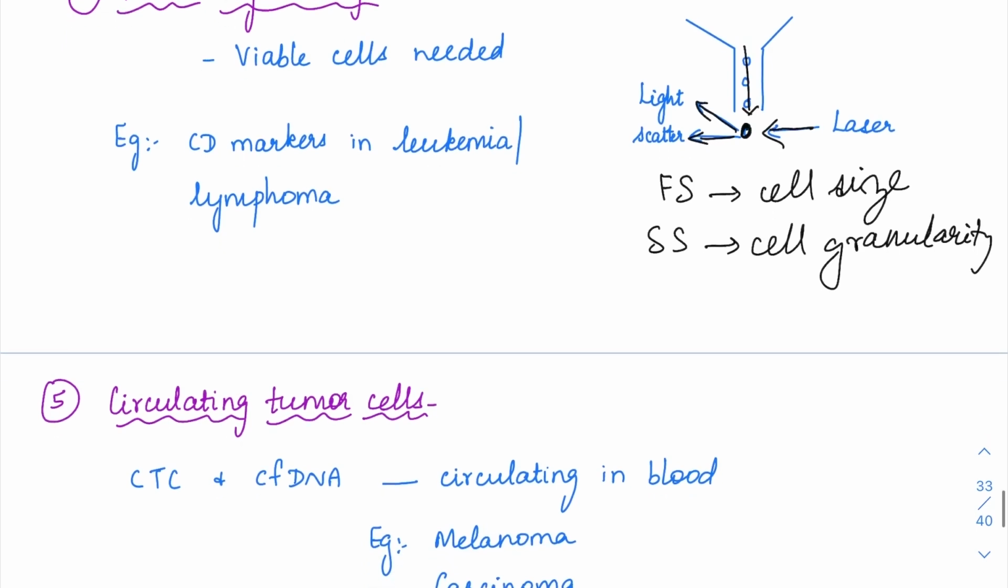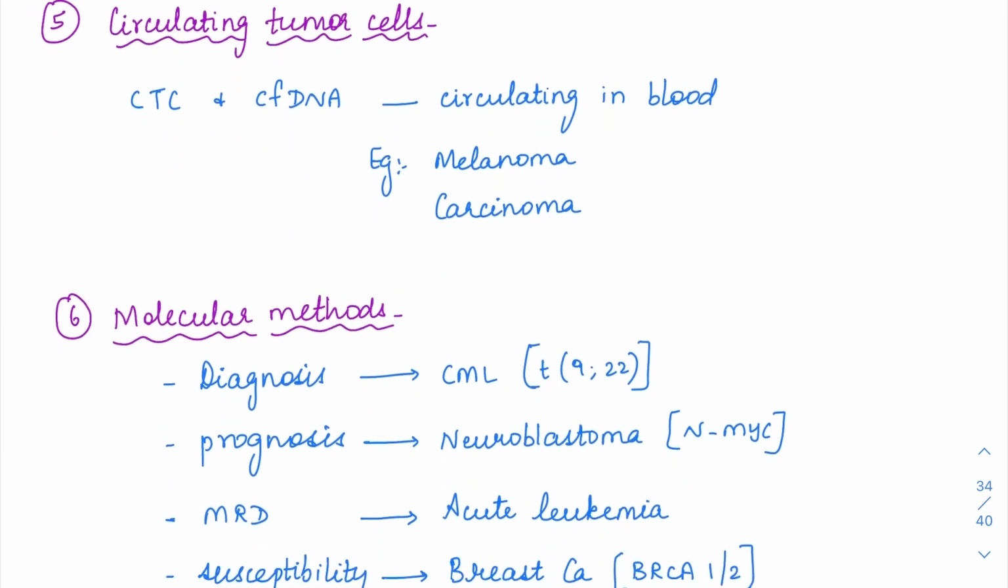Okay. Then we come to circulating tumor cells. This is a newer concept basically: circulating tumor cells (CTC) and cell-free DNA (cfDNA). From the tumor mass, certain circulating tumor cells will be there, which are trying to undergo metastasis, and the DNA from the tumor cells can also be released. These two are going to be circulating in the blood. So rather than going and taking a biopsy, you can take the blood sample directly and study these circulating tumor cells and the DNA.